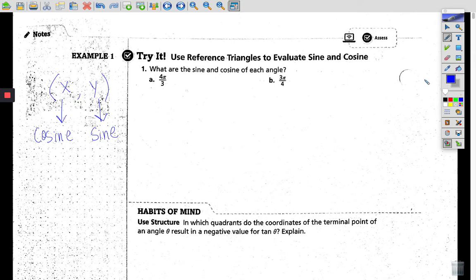All right, so I want you to look for 4 pi over 3 on your unit circle. Can somebody tell me what degree that is? 240 degrees. Y'all see that? Looking at your unit circle, y'all see 240 degrees? All right, so the ordered pair there at 240 degrees is -1/2 and negative square root of 3 over 2.